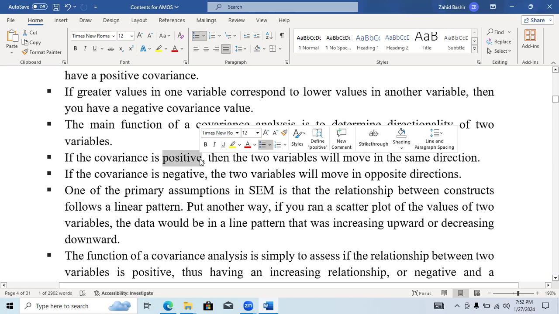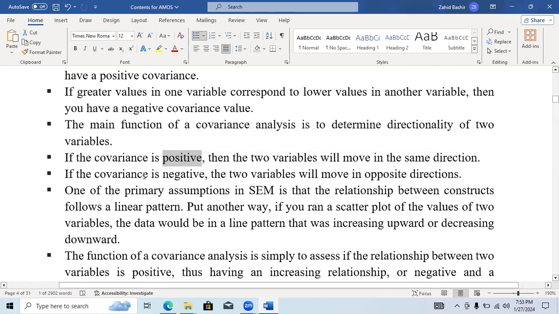If one is moving upward, the other will also be moving upward. If one is going downward, the other one will also be going downward. So this is the idea. This is the difference between positive covariance and negative covariance.